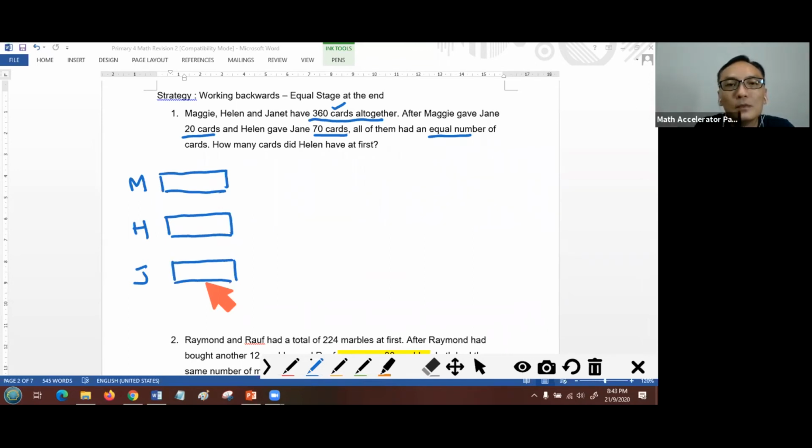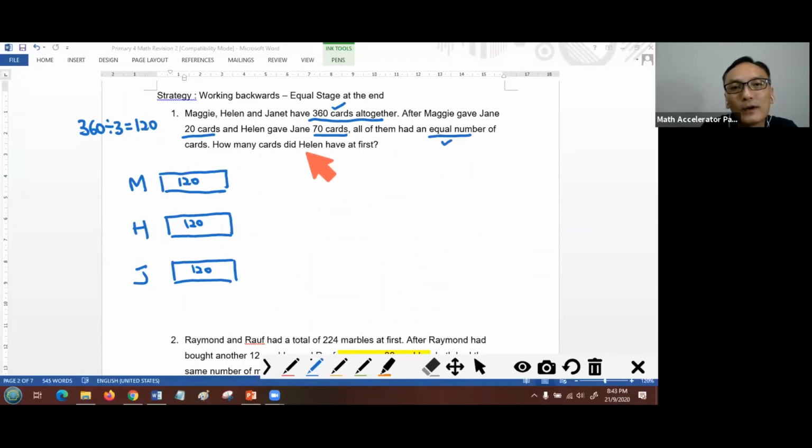All right. So from here, what should we do? So we should divide 360 by 3. So what do we get? So we get 120. So imagine this is 120, this is 120, this is 120. So what should we do next? So we should work backwards, right? Since we started at the end, when they are equal.